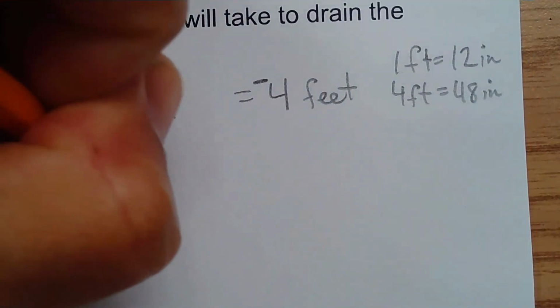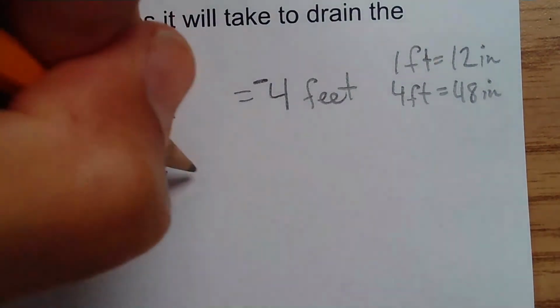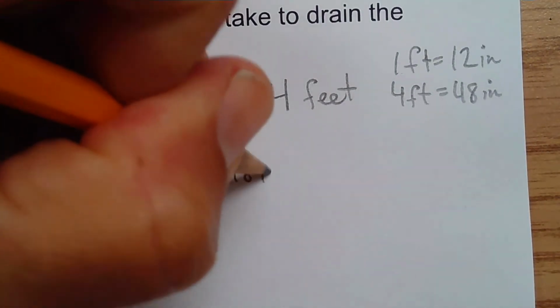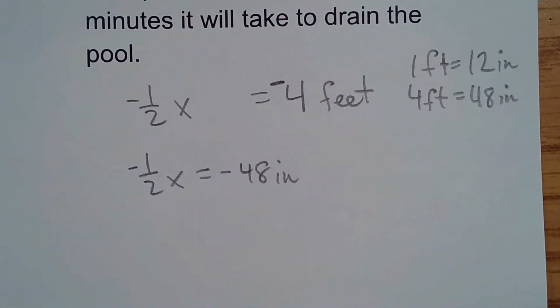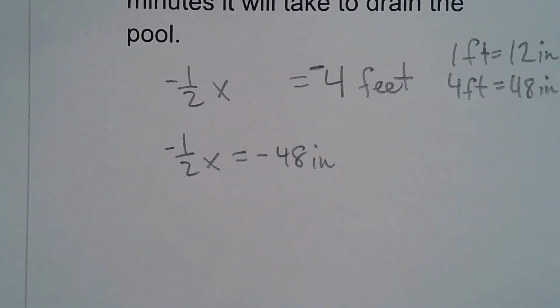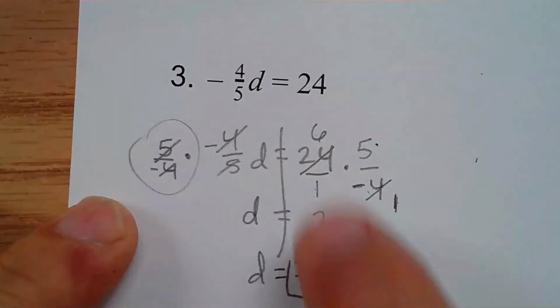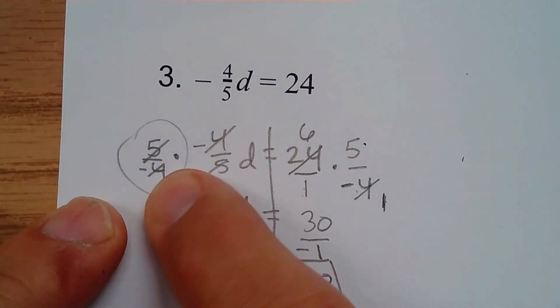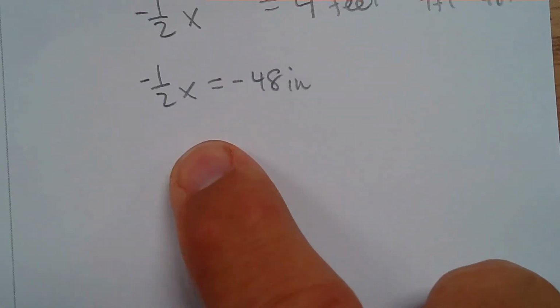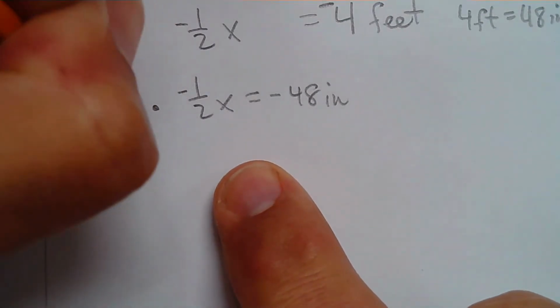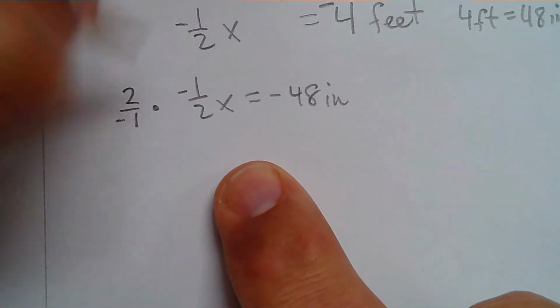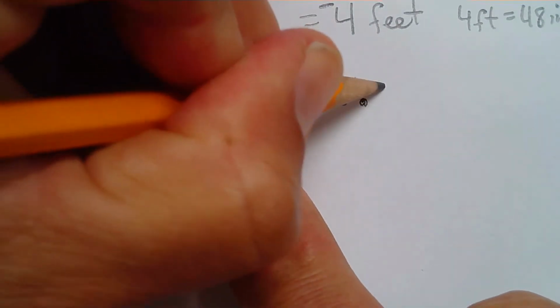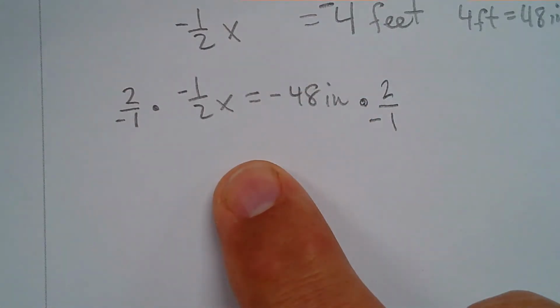We have negative 1/2 times the number of minutes is equal to negative 48 inches. Okay, now I'm going to solve this like I did with number 3 right here. I'm going to do the same kind of thing where I do the reciprocal. The reciprocal is going to be 2 over negative 1, and then this side gets multiplied by 2 over negative 1.